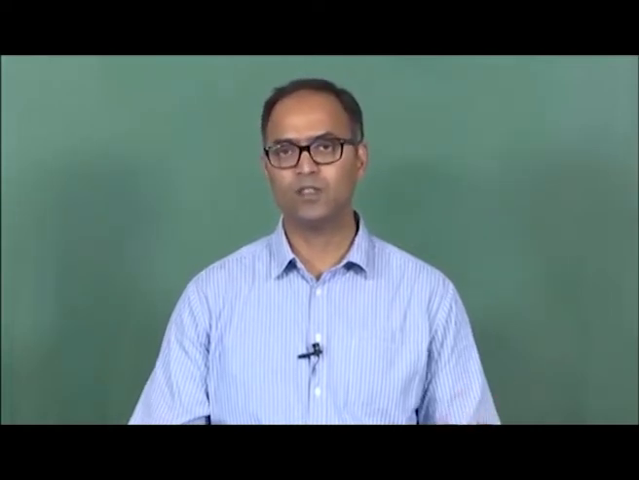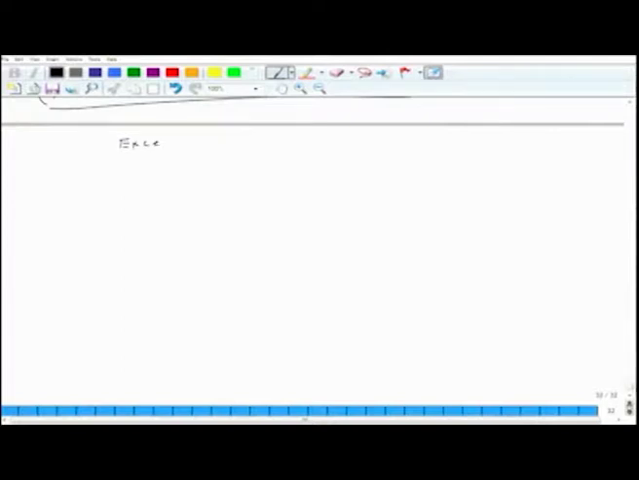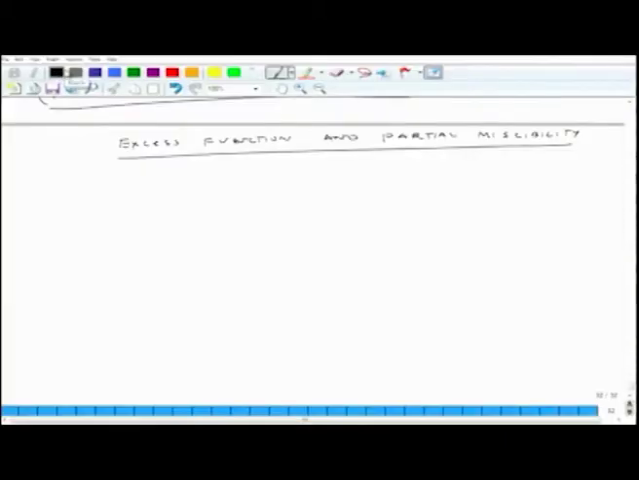Welcome back. Now I am going to start describing how to connect the excess function and partial miscibility to understand the stability of the phase. The reason we are trying to understand this is because our interest is to understand whether the system is stable or not. For stability, if you recall, we always talked about the second derivative of the free energies to be greater than 0.